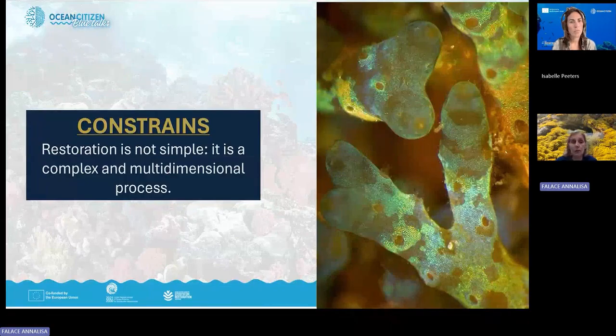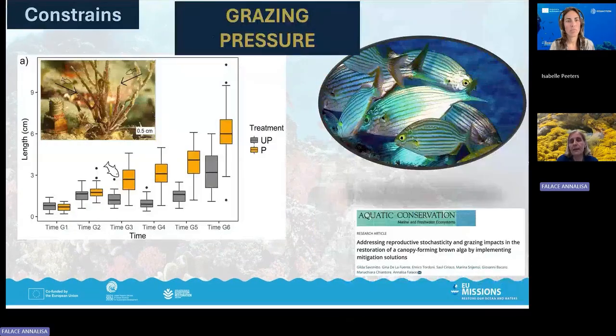Constraints, a lot of constraints. Restoration is not at all simple, but is a multidimensional process where you have to face several problems. The first, the grazing. The grazing affects, as we have said, the natural populations, but also affects the restored ones.